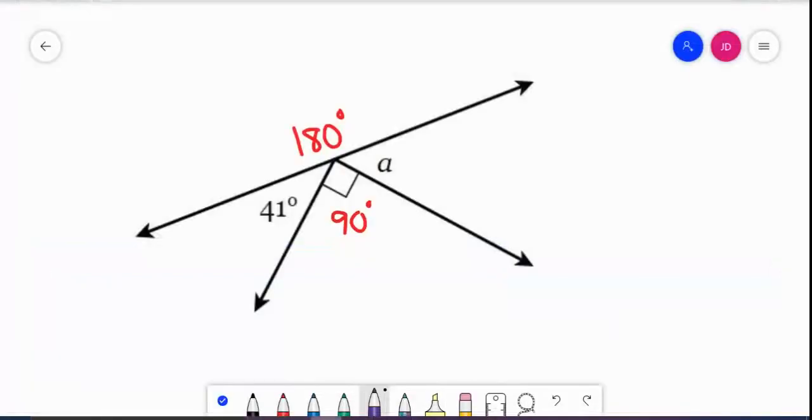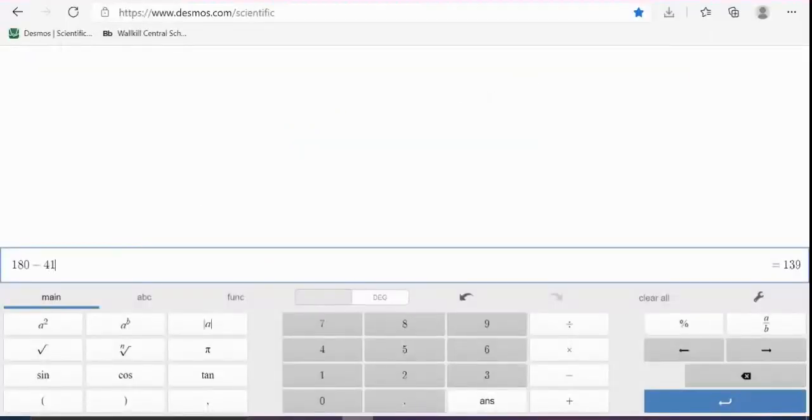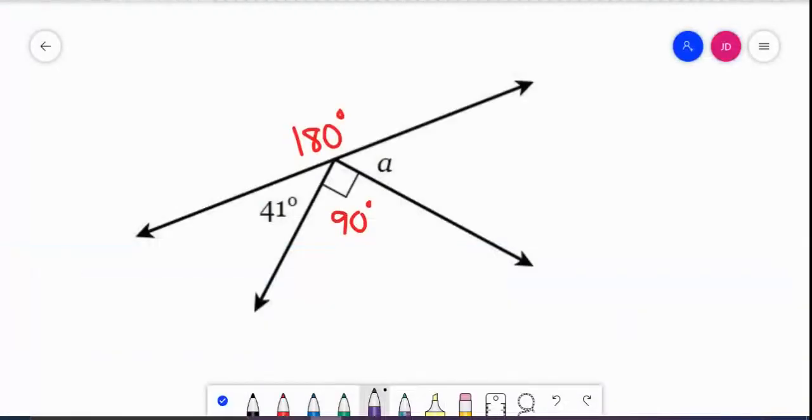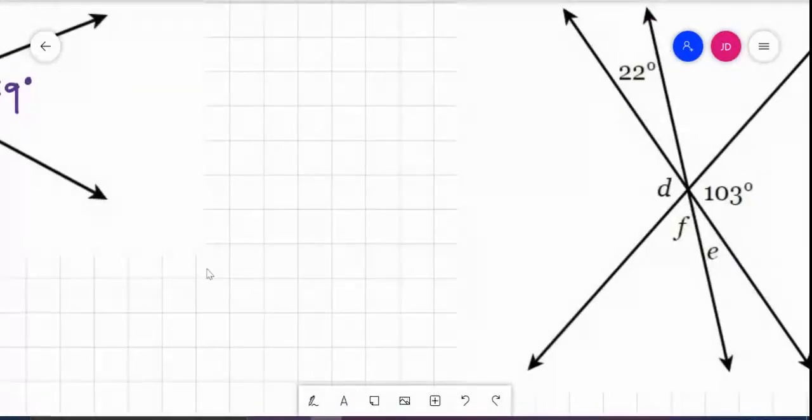So what was it again? 41 and 90? That is 49 degrees. Again, you add all these up, they are 360. So 180 minus 41 minus 90 is 49 degrees. All right, so let's look at the next one.